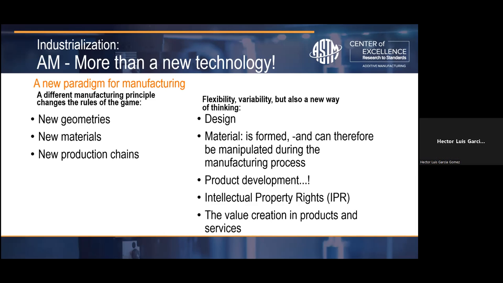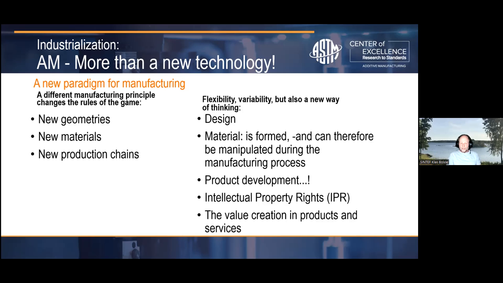As additive manufacturing is being industrialized, we need to understand that additive manufacturing is much more than just technology. We talk about a completely new paradigm for manufacturing. We have different manufacturing principles that change the rules of the usual game for production and design. You can make new geometries. You get new materials, new material properties, or actually different properties out of the old materials. You will develop different production chains because additive manufacturing will influence the entire production chain if you put it in. It means you have a lot of flexibility, a lot of variability, but you need to think differently.